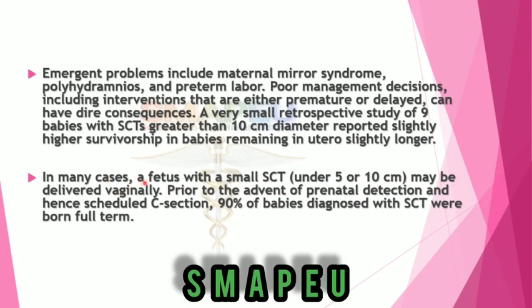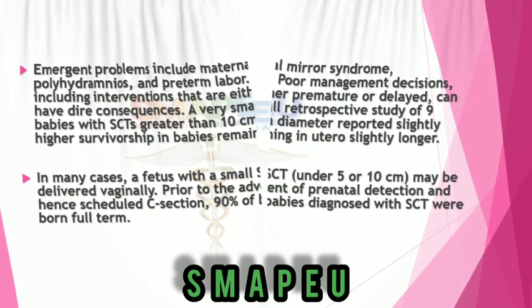In many cases, a fetus with a small sacrococcygeal teratoma under 5 or 10 cm may be delivered vaginally, as was done prior to the advent of prenatal detection and hence scheduled C-sections. 90% of babies diagnosed with sacrococcygeal teratoma were born full term.